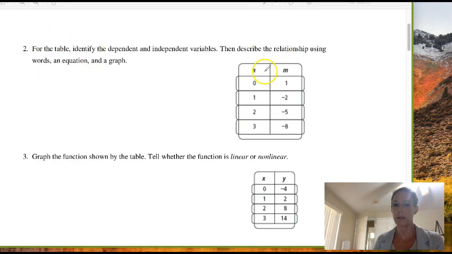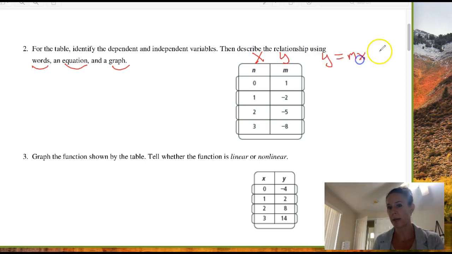All right, for the table, identify the dependent and independent variables. Then describe the relationship. Make sure you do words, equation, and graph to get full credit for this problem. So if I'm looking at independent and dependent, usually I have an x and a y, just like your equation in slope-intercept form, for example, y equals mx plus the constant b. I usually will pick a value for x, I plug it in here, I do this to it, and that determines what y is.